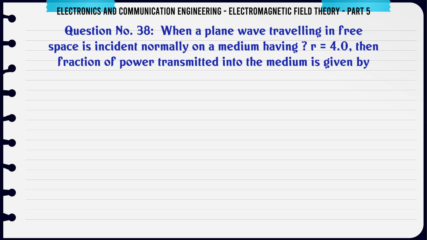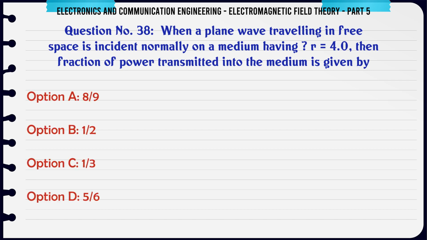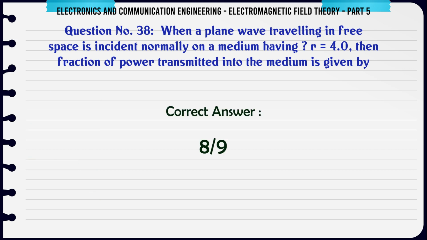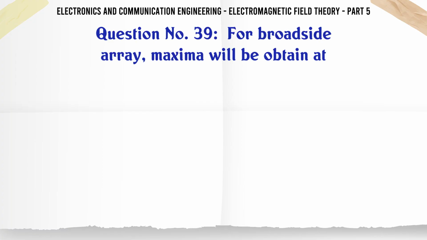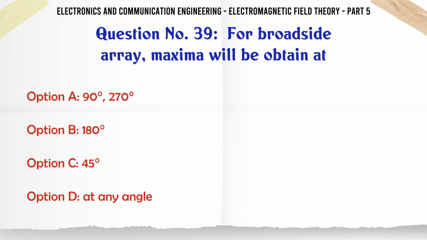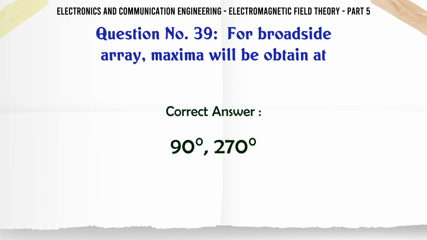When a plane wave traveling in free space is incident normally on a medium having R4.0, then fraction of power transmitted into the medium is given by A. 89, B. 12, C. 13, D. 56. The correct answer is 89. For broadside array, maxima will be obtained at A. 90 to 170, B. 180, C. 45, D. At any angle. The correct answer is 90 to 170.